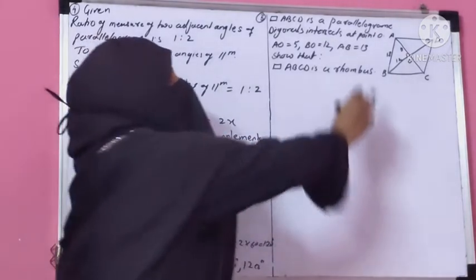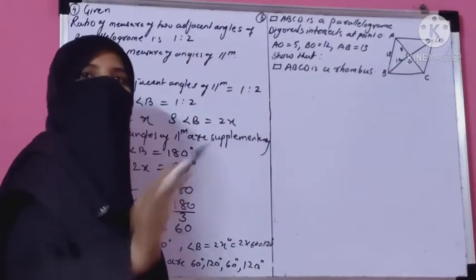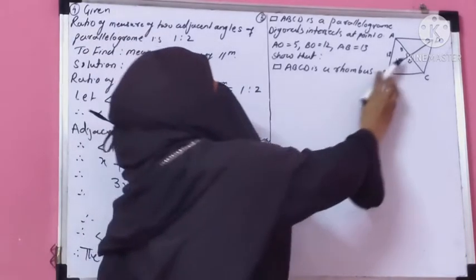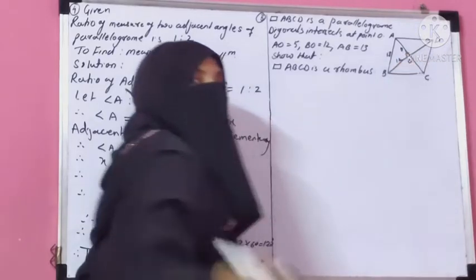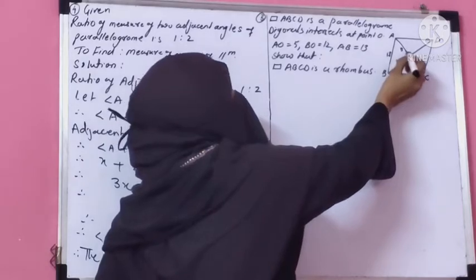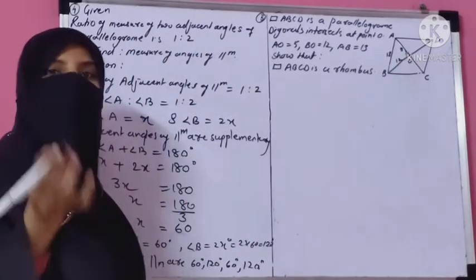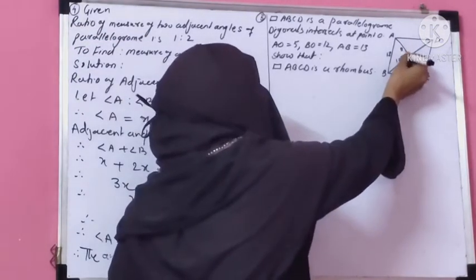In a parallelogram, diagonals bisect each other. Okay, they just bisect, intersect each other. But for a rhombus, diagonals perpendicular bisect each other. That means they intersect each other at 90 degrees. So if you prove these diagonals are perpendicular to each other, then you can prove this parallelogram is a rhombus. So you have to prove this angle is 90 degrees.